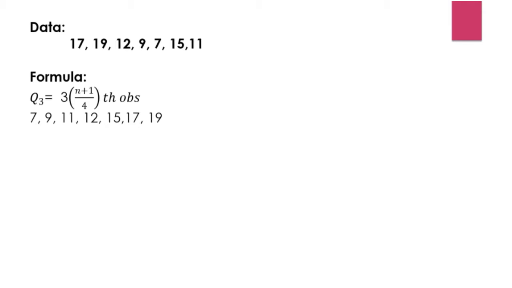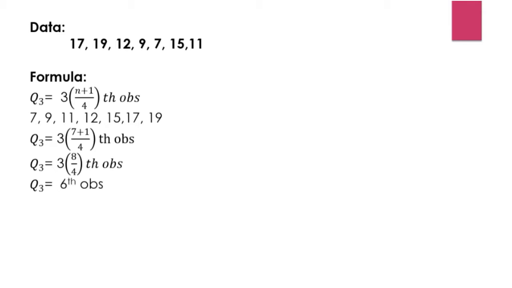So here n equals 7. We put in the formula 3 multiplied by (7 plus 1) upon 4 observation. So it will be 3 into 8 upon 4 observation. 8 divided by 4 is 2, and 2 multiplied by 3 is the 6th observation, and the 6th observation, counting 1, 2, 3, 4, 5 and 6, is 17. So Q3 equals 17.